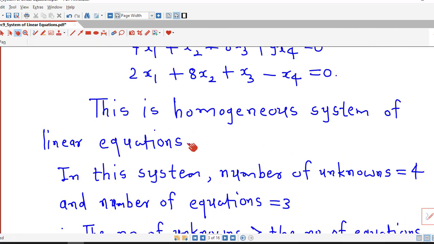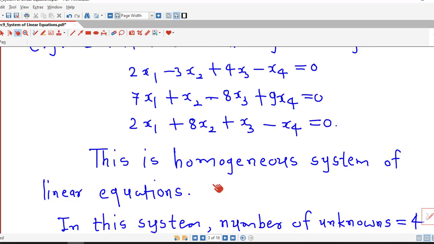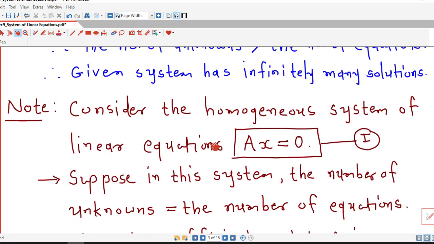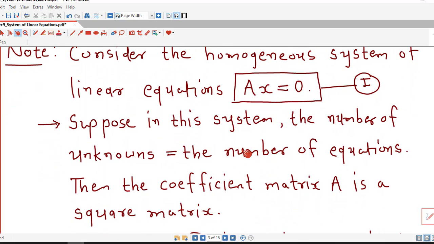Now if a system has an equal number of variables and equations, then how do we decide the type of solution? For that we make this note. Suppose we have this homogeneous system written in matrix form as A x equal to 0, where A is the coefficient matrix. Now suppose in this system the number of variables equals the number of equations. Then the coefficient matrix of the given system is always a square matrix.